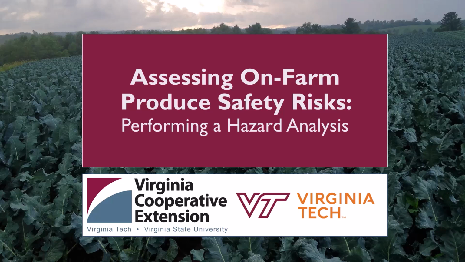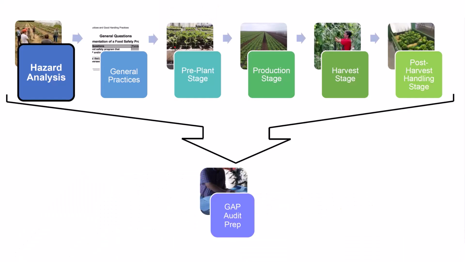Welcome to this module titled Assessing On-Farm Produce Safety Risks, Performing a Hazard Analysis. This module is part of a series to assist you in creating a food safety program and preparing you for a gap audit. These videos are based off of a series of 7 fact sheets available through Virginia Cooperative Extension. Today, we will be discussing the first step in developing your food safety program, performing a hazard analysis.